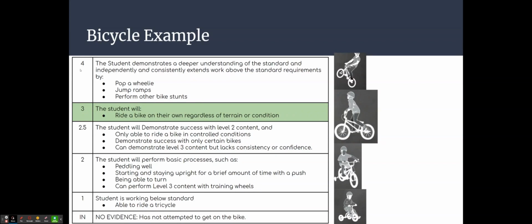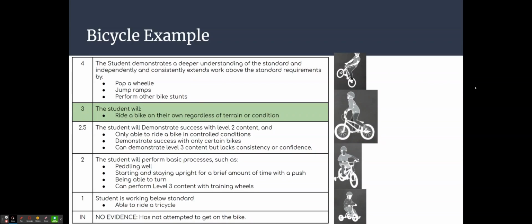So what's a 4? I'm not really going to teach her how to be a 4, but there is that opportunity, of course, to take riding a bike to that next level. So that could be something like learning how to pop a wheelie, jumping over ramps, maybe competing in a BMX competition, or other stunts like that. That's not what I taught. That wasn't the goal, but you have now shown me beyond what we have taught.